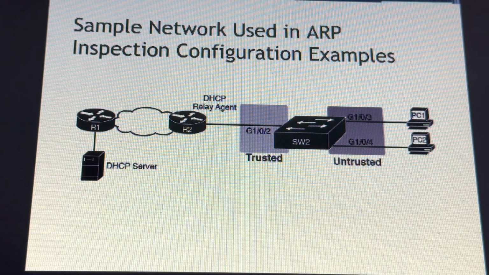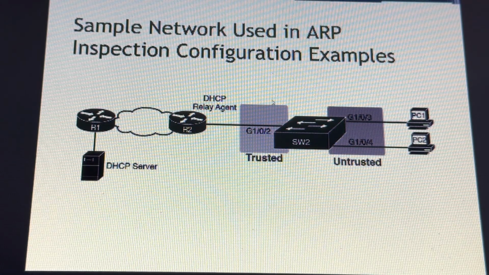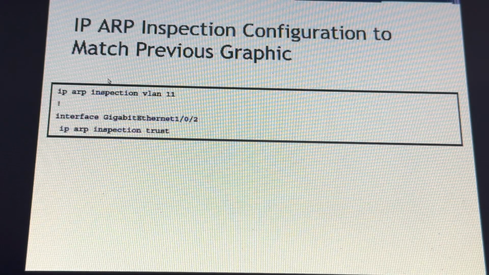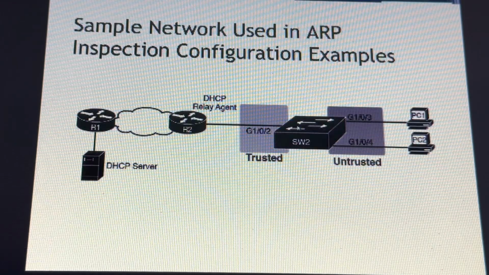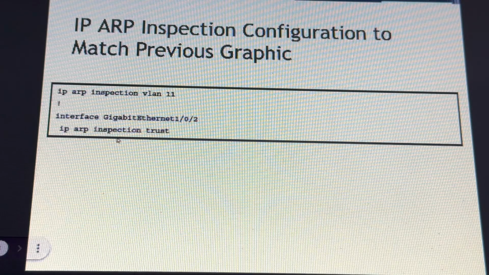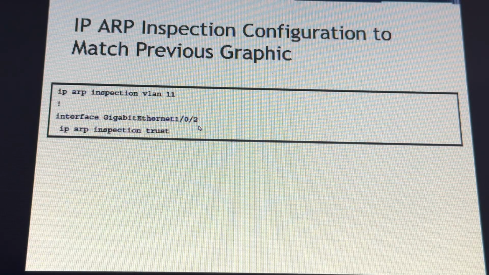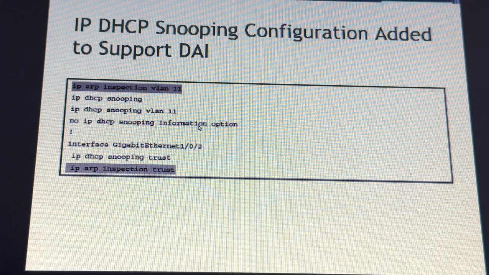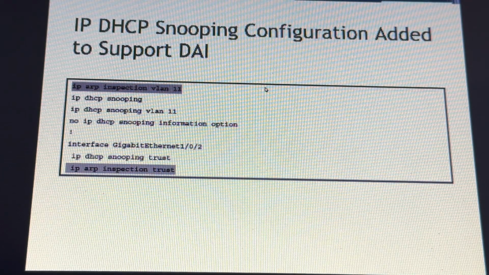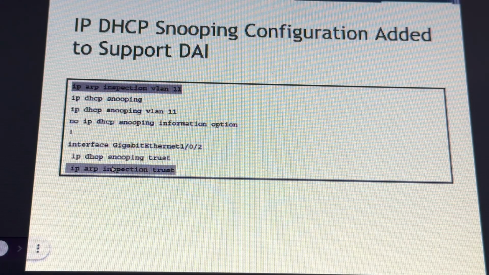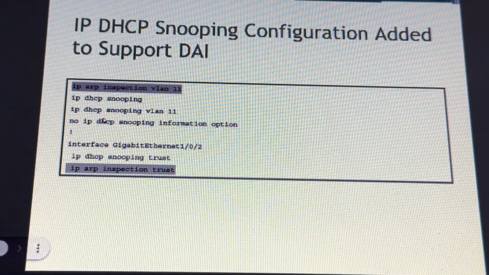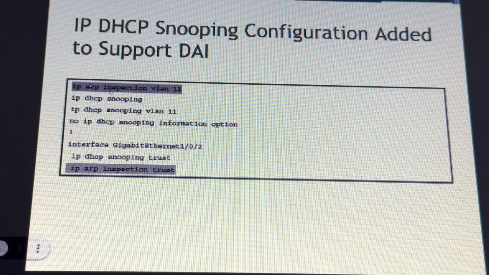So we turn on ARP inspection. Again, we have a trusted port and untrusted for our DHCP snooping. And here's how we turn that on. So we did ip arp inspection vlan 11, and on gig 1/2, this trusted interface over here, we're doing an ip arp inspection trust. So here's what this looks like for supporting DHCP snooping with ARP inspection. ARP inspection VLAN 11, and then on the interface itself, we're trusting.